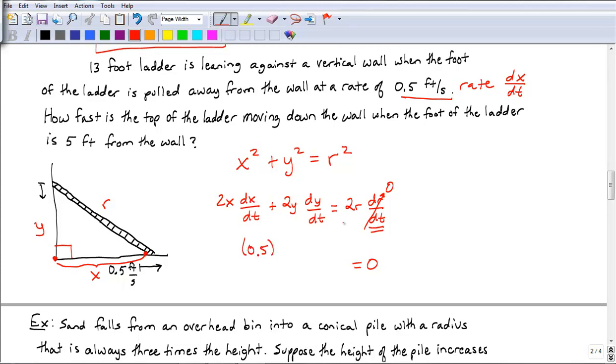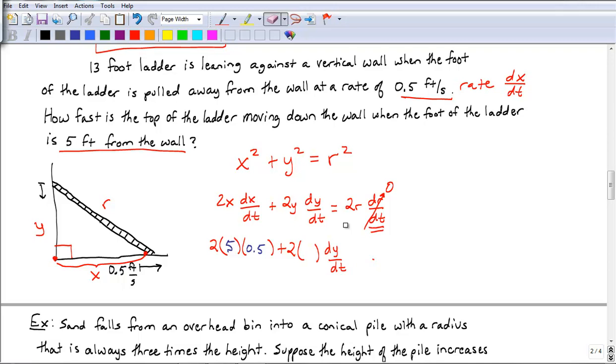Well, how far away is it? What is x going to be? Well, x is how far the bottom of the ladder is from the wall. And notice it says, how fast is the top moving down when the bottom is 5 feet from the wall? That's what x measures, how far it is from the wall. So I have 5 in for x, and I have 1/2 in for dx/dt. So that means dy/dt has to be the rate I'm looking for, but I have to figure out what y is to be able to find it.